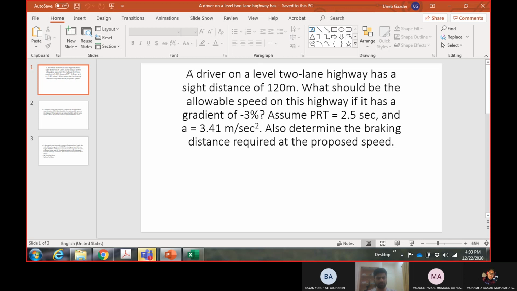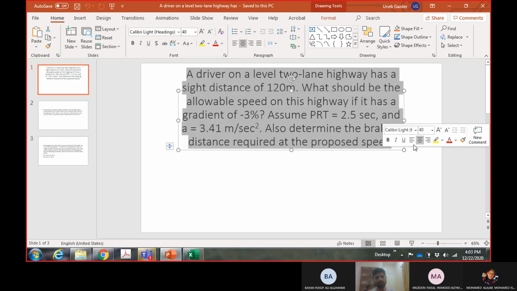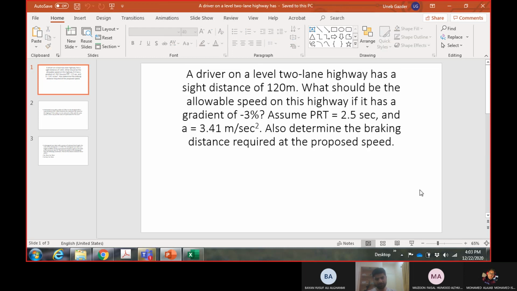So this was the first question from quiz 1, and one of the remaining questions from quiz 1. We have a driver on a two-lane level highway, sight distance 120 meters. We have to find out the speed, and the gradient is -3%. You will assume 2.5 second perception reaction time. A is 3.41 meters per second squared, and you have to find out.